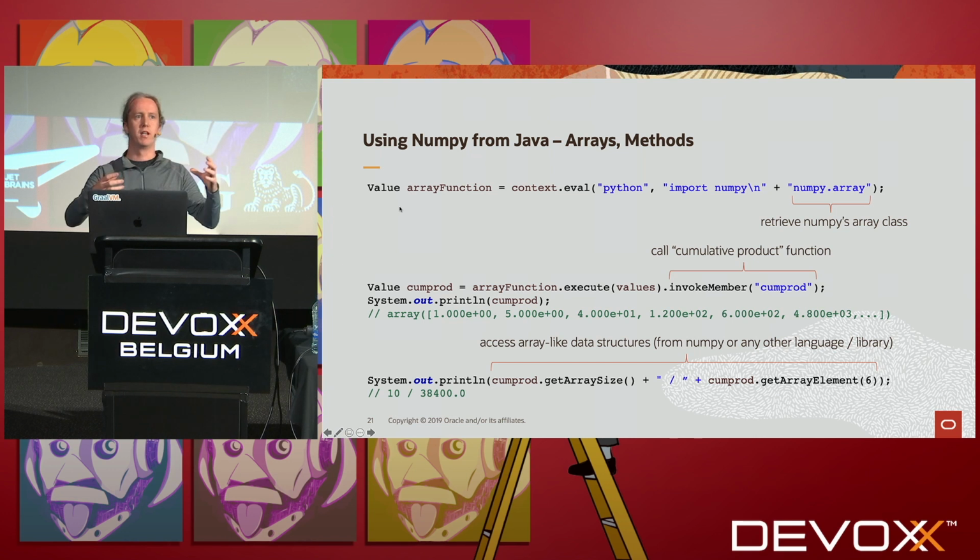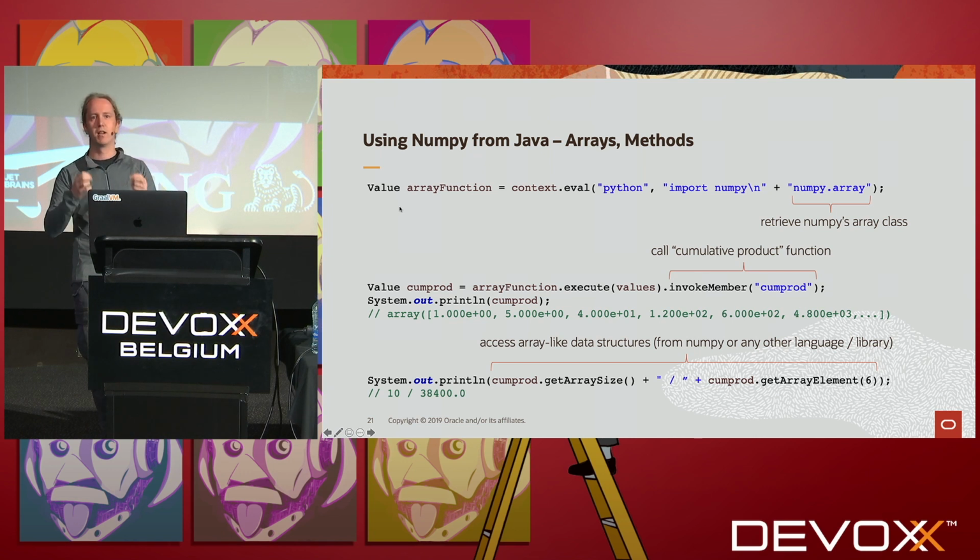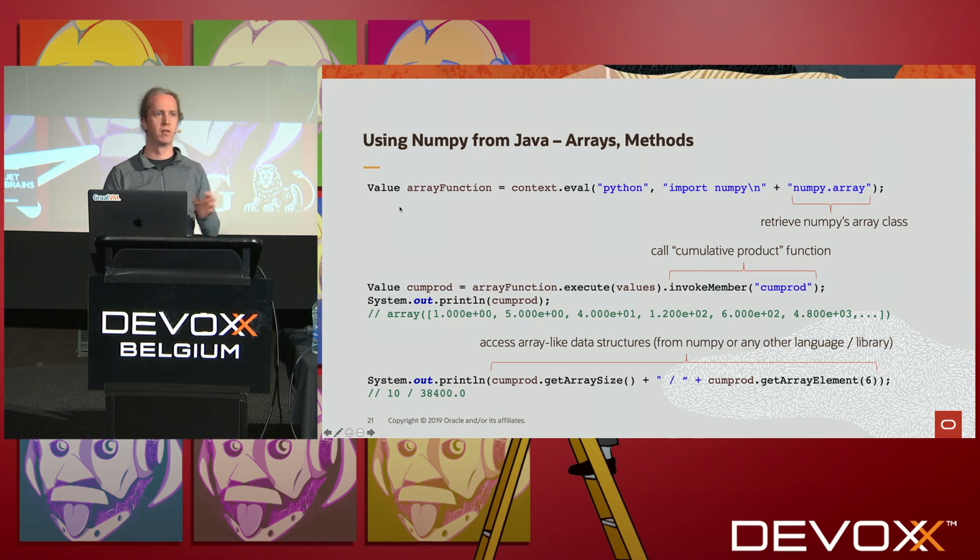But this NumPy array behaves like an array in Python, which means it will behave like an array in any language, including here on the Java embedding side. So I can query its size, I can get its elements. All of that is just going to work. And this doesn't only work for NumPy arrays, it works for any array-like data structure in any language that is supported on GraalVM.